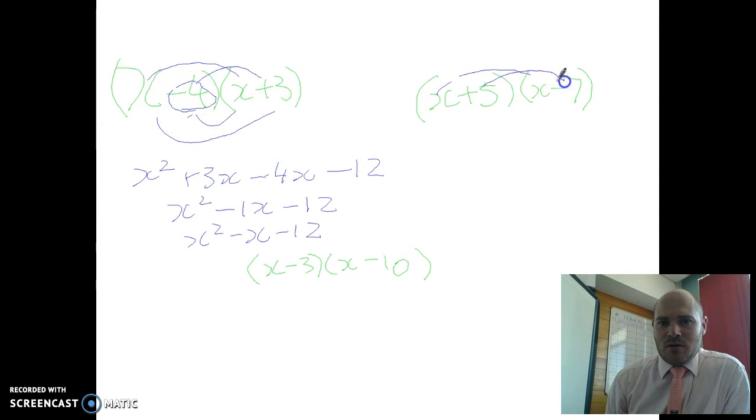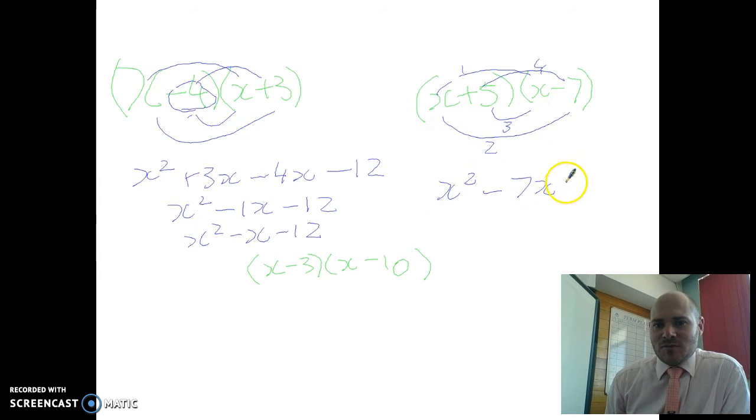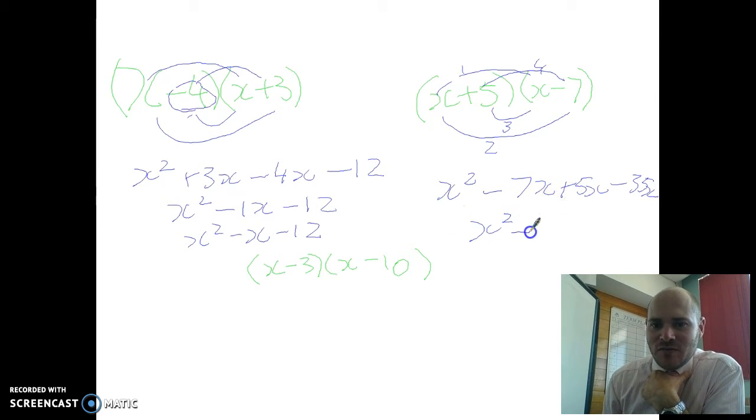So again, eyebrows, nose, smiley face. 1, 2, 3, 4 is my order. X times x, x squared. X times negative 7 is minus 7x. 5 times x is plus 5x. 5 times negative 7 is minus 35. So now my like terms are negative 7x and 5x, and negative 7 plus 5 is negative 2x.